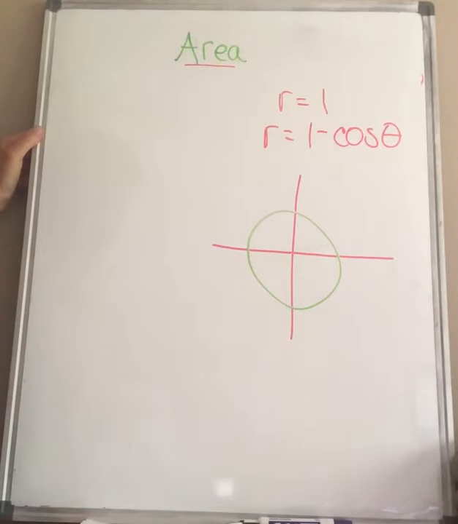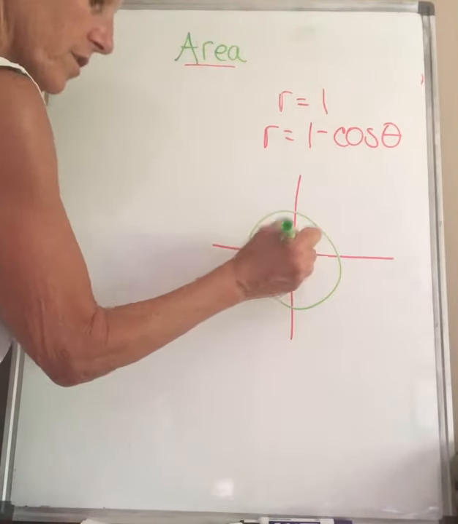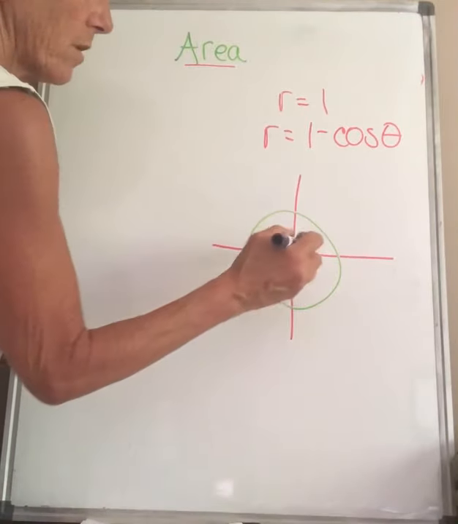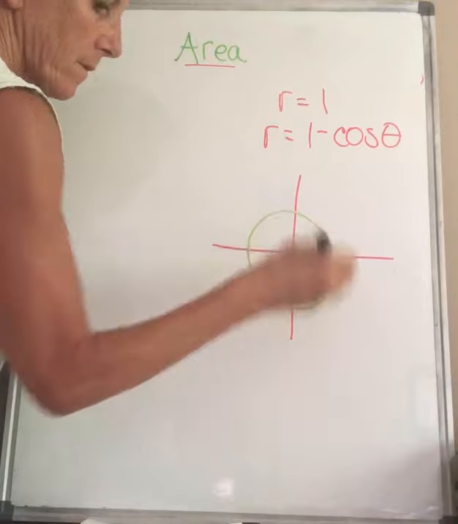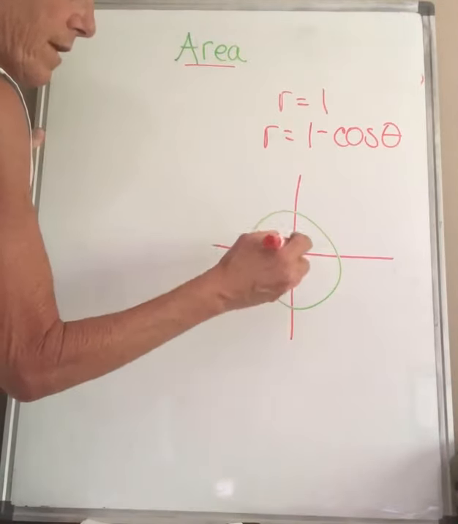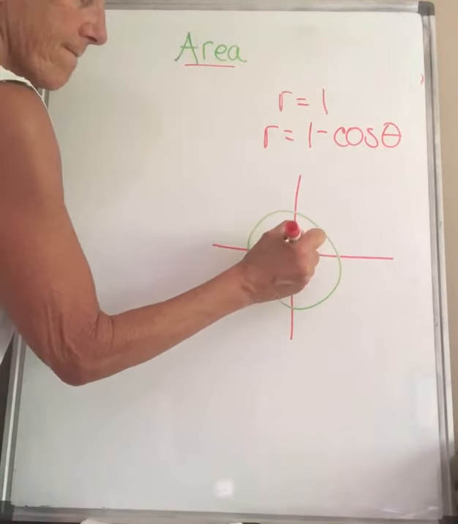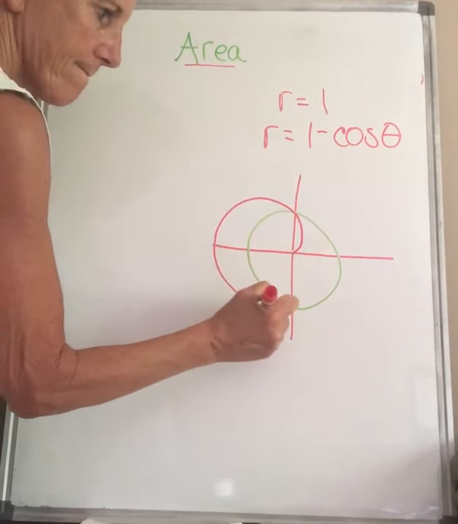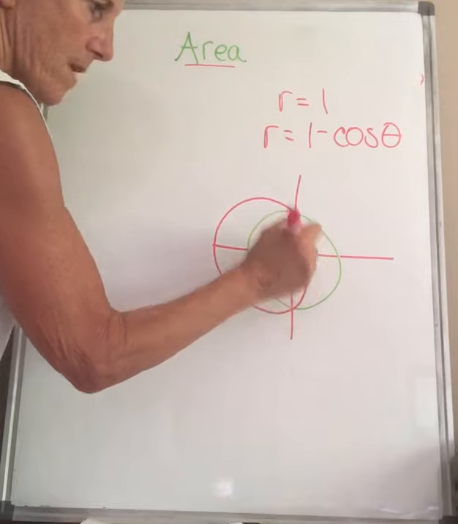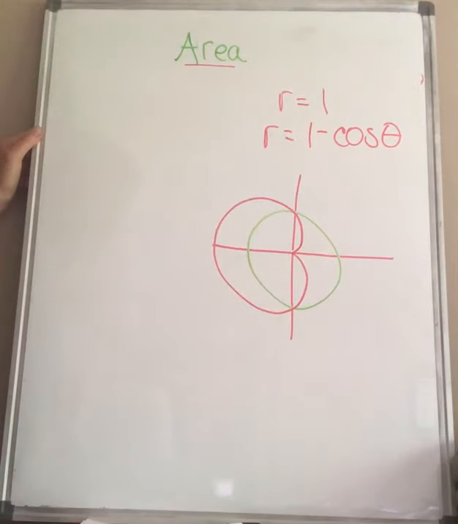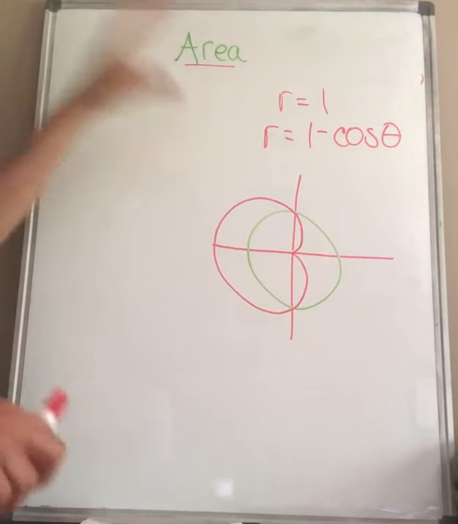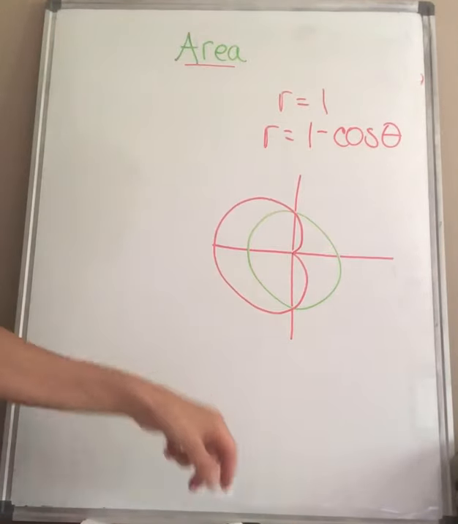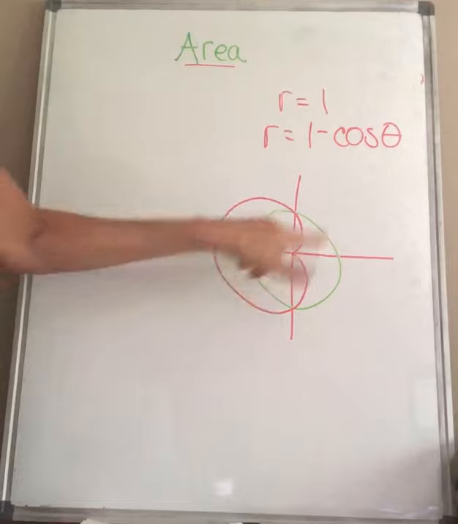1 minus cosine of theta looks something like this. That color you can't even see. And it looks like this right here, okay? So when I give you this right here, there are different ways that I can ask you to figure out. There are different regions all over here.